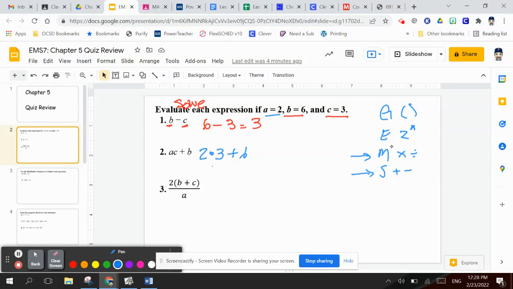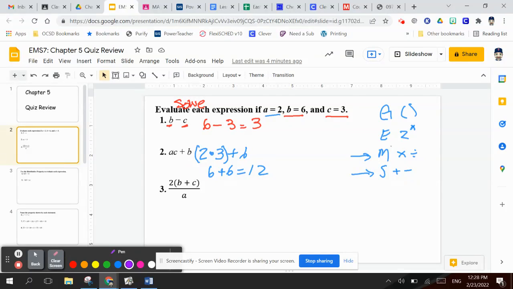So when I look at this here, I know that multiplication is before addition. So I want to make sure that I multiply 2 times 3 first, which is 6, and then add that to 6 to get 12.